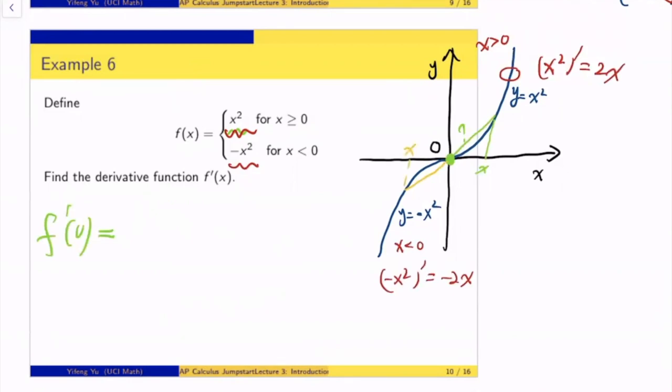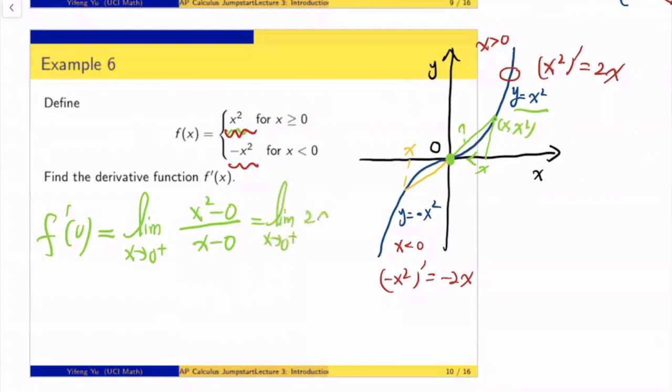Let's do it. If you approach from the right-hand side, x approaches zero from the plus side, and the function is x squared. So this is x squared minus zero over x minus zero, because this is just x squared. This is just the limit as x goes to zero plus of x squared divided by x, which is x.